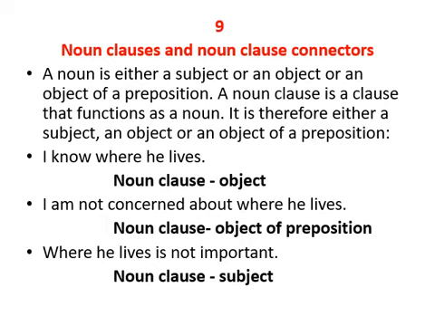A noun clause is a clause that functions as a noun. بيشتغل شغلته، بيؤدي وظيفة الnoun. It is therefore either a subject, an object, or an object of a preposition. يعني لو قلت مثلا I know where he lives. I subject, know verb. He subject, lives verb. وعندي where هي الكونكتور.